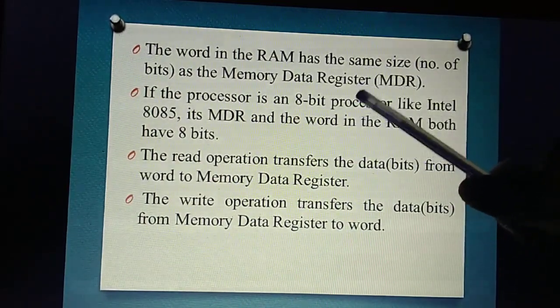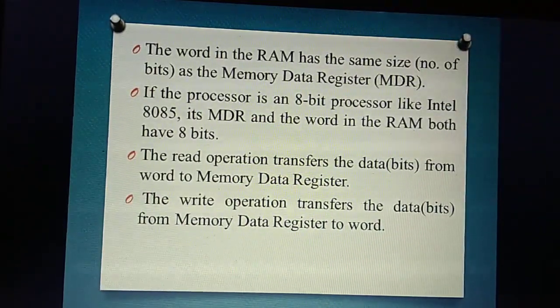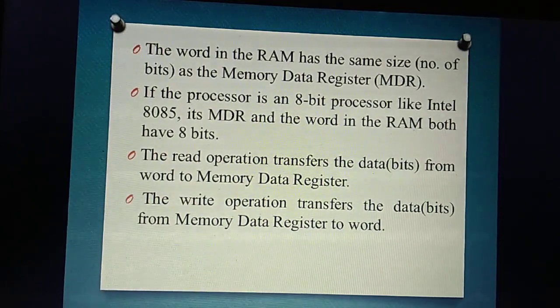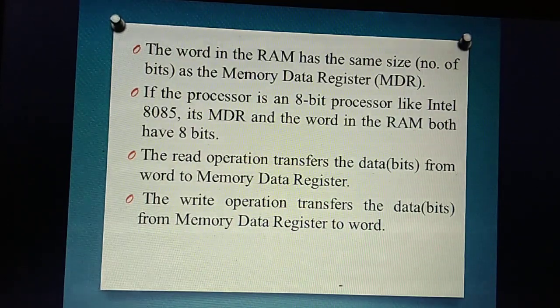If the microprocessor capacity is 8-bit, it means the MDR and the word size in RAM also have 8 bits. That's the meaning. So you are using the microprocessor named Intel 8085. That's the name of the microprocessor. So this is an 8-bit microprocessor. If the microprocessor is 8-bit, it means the word size stored in the RAM and the MDR also have the same size, 8 bits. Understand? That's the definition they have given. The size of the MDR and the word size in RAM is the same as the processor bits.